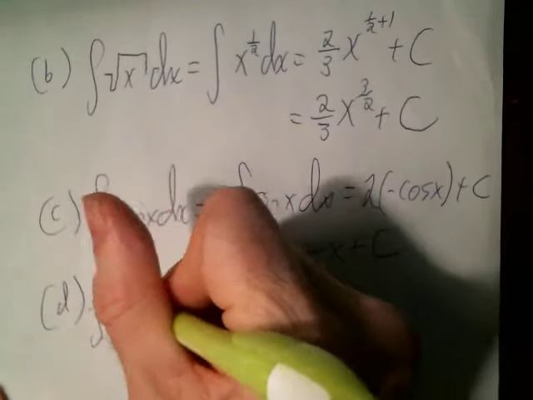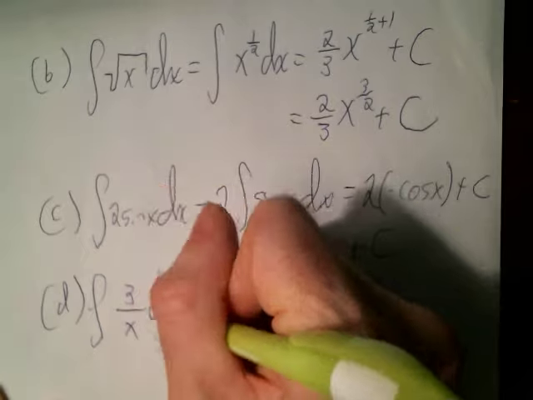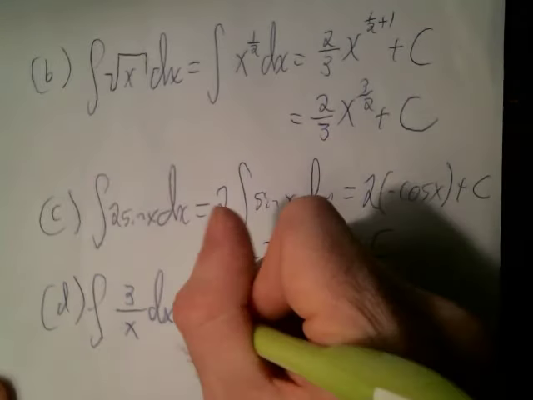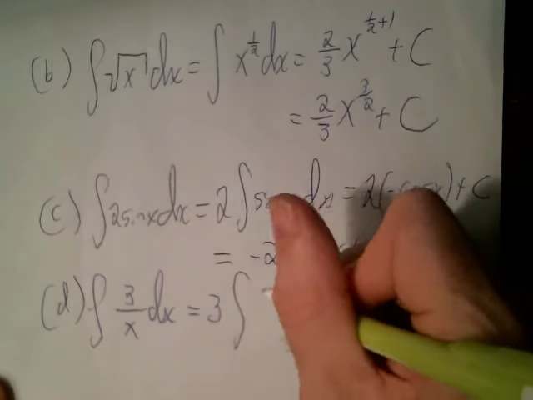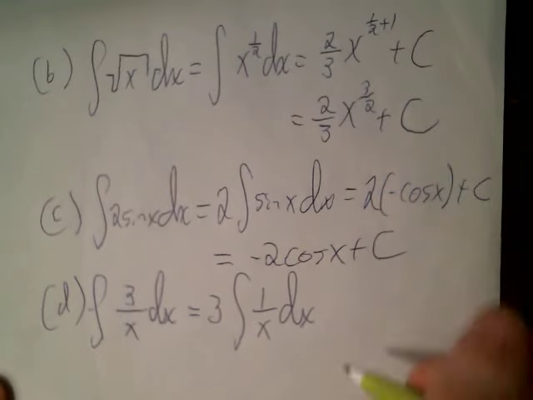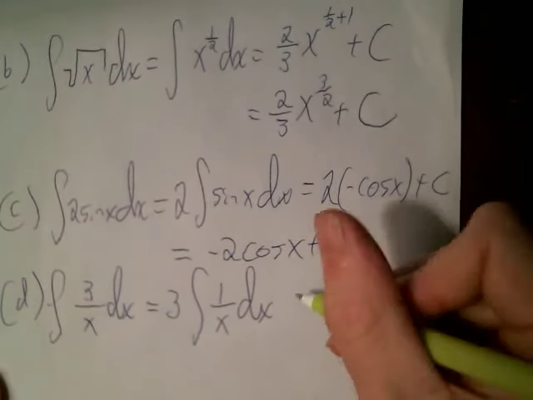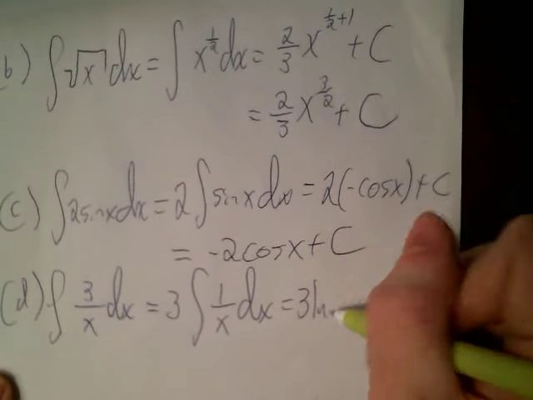One more. The integral of 3 over x dx. We can factor out the 3, and the antiderivative of 1 over x is a natural log.